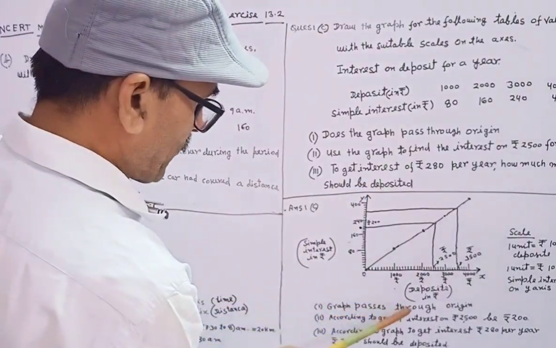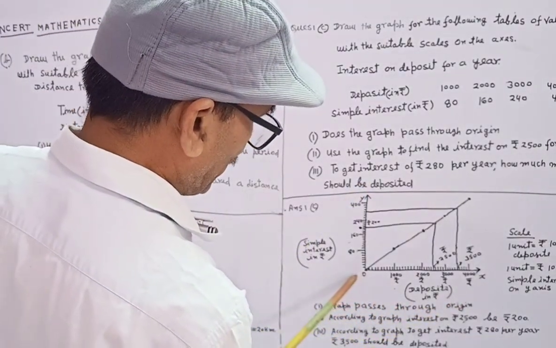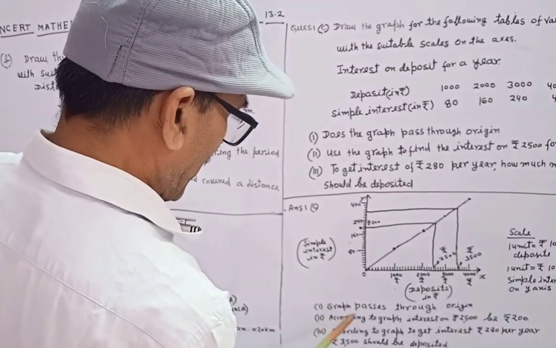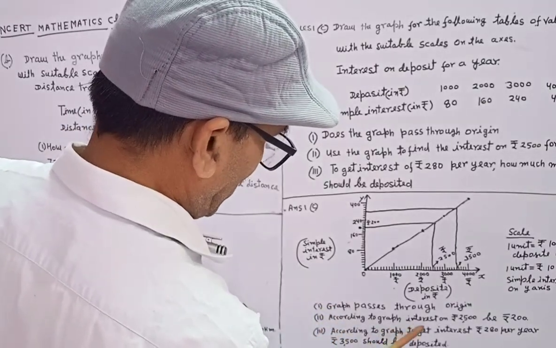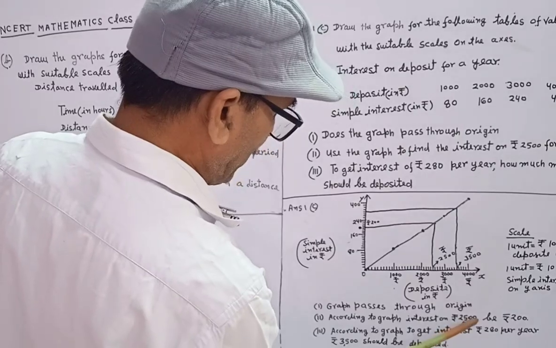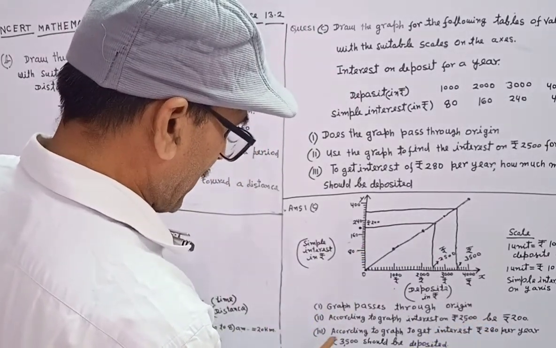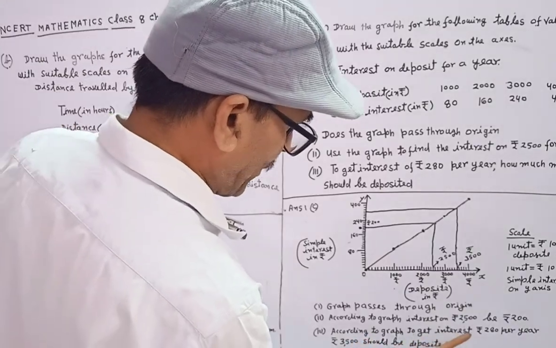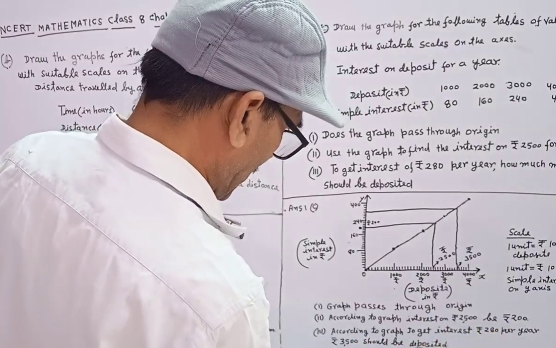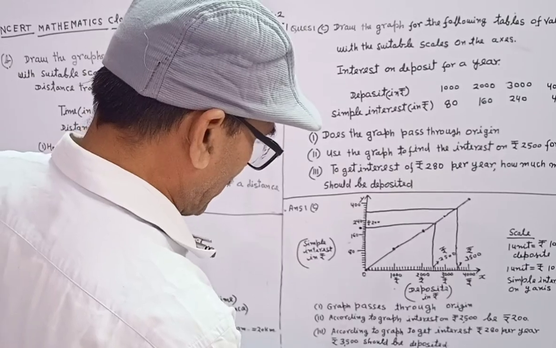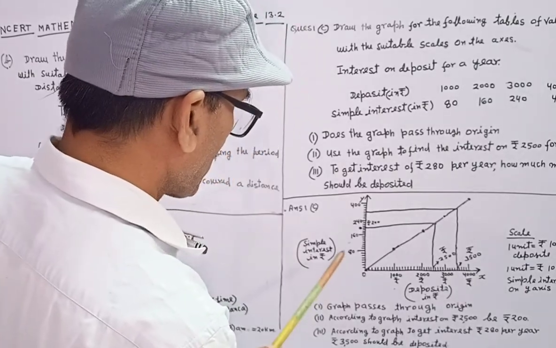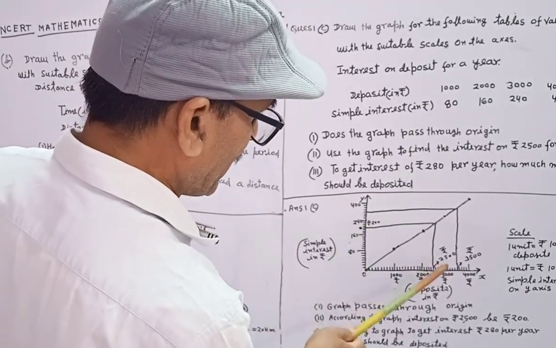First, the graph passes through the origin. It is shown in the graph. Second, according to the graph, interest on rupees 2500 will be rupees 200. That is shown in the graph. Third, according to the graph, to get interest of rupees 280 per year, rupees 3500 should be deposited. That is shown in the figure.